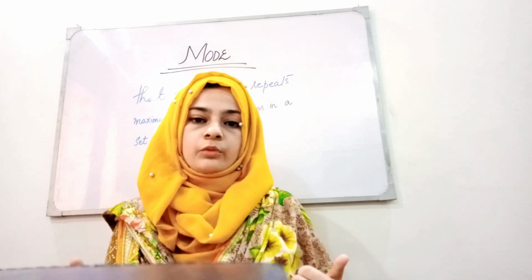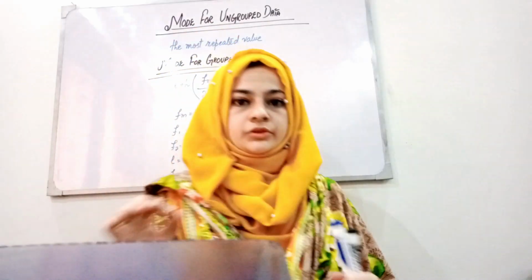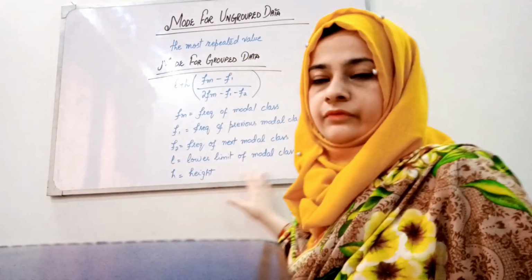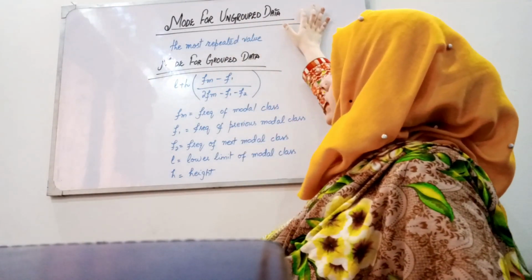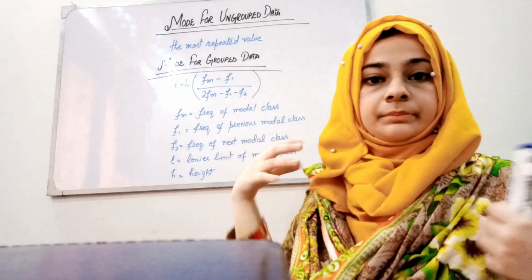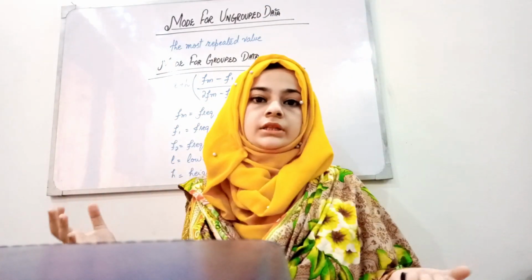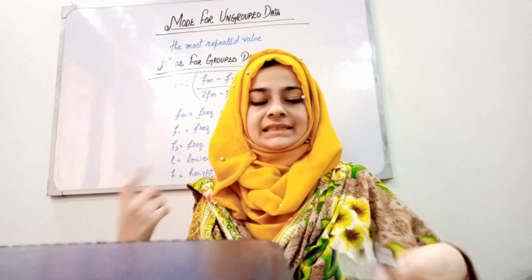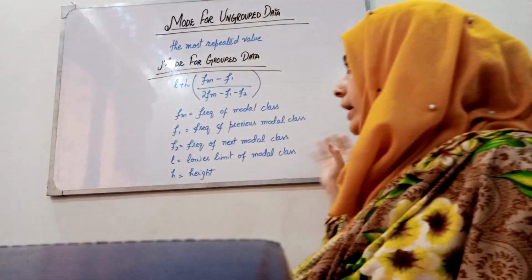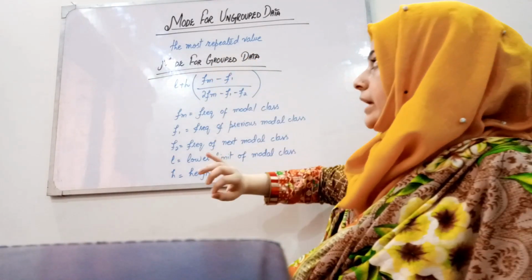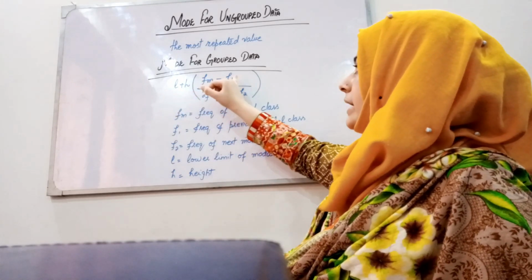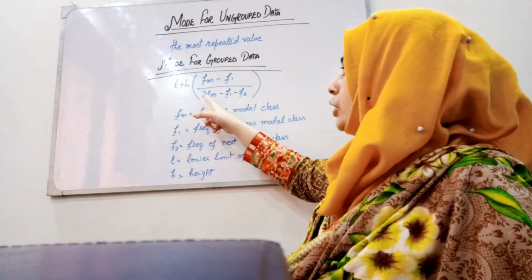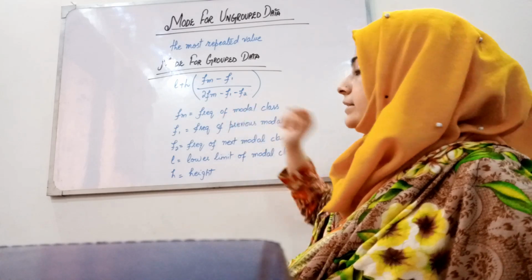So let's see how we can calculate the mode. Students, as you can see, I've written the formula here. The mode for ungrouped data is the most repeated data. There is no formula; the number which repeats the maximum number of times is the mode. But for grouped data, the formula is L plus H multiplied by (Fm minus F1) divided by (2Fm minus F1 minus F2).